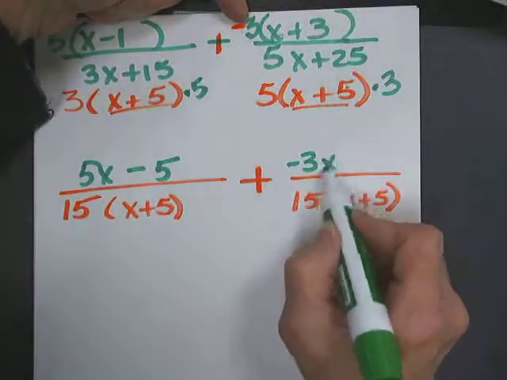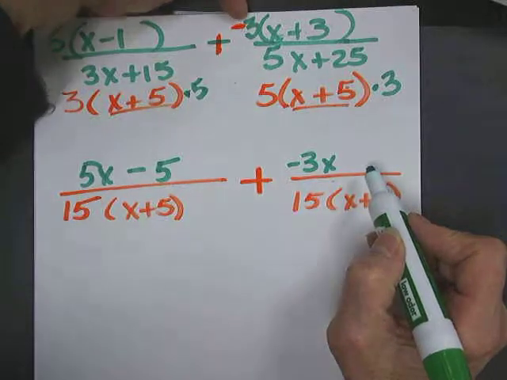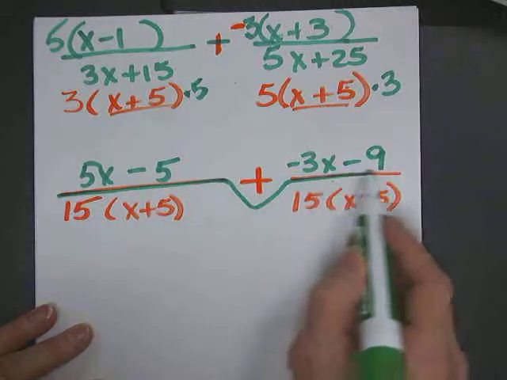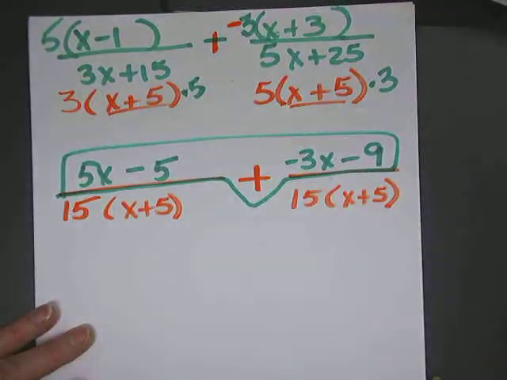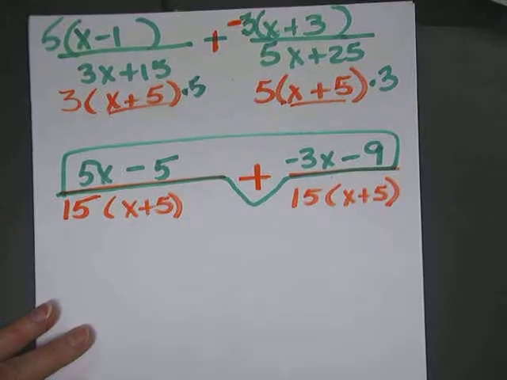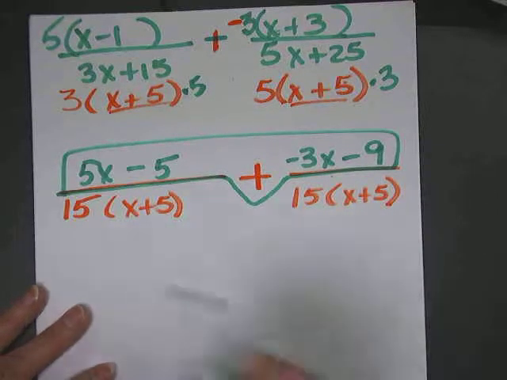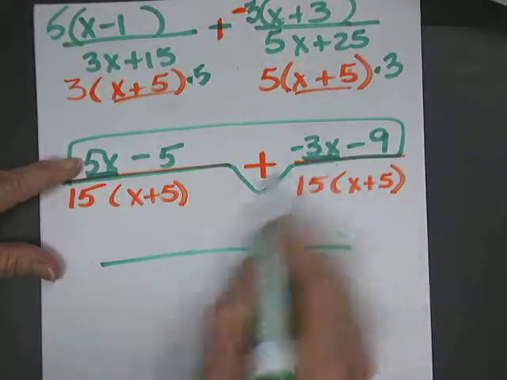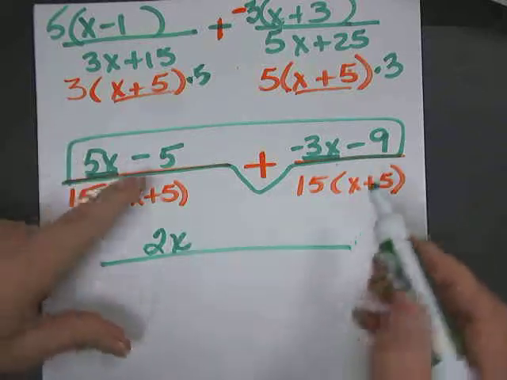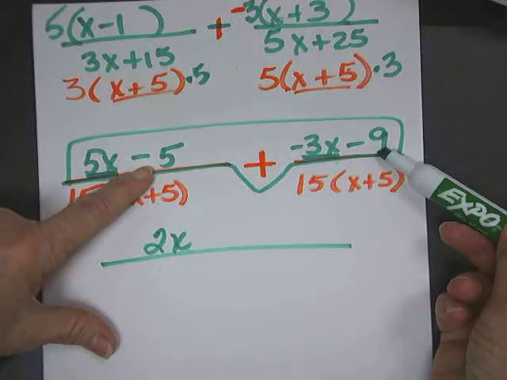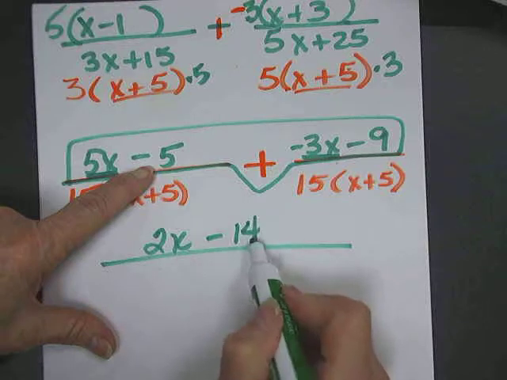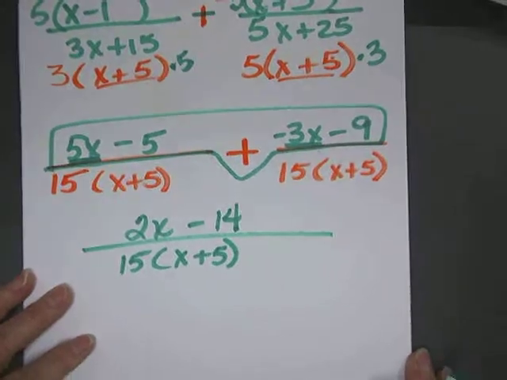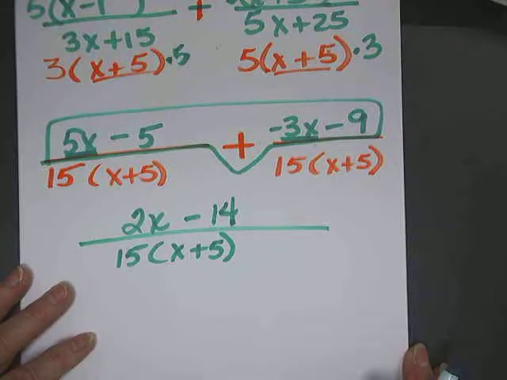Okay? Now when I bring it down here, oh, this is plus now. When I bring it down here, I'm going to have it distributed. Okay? You could do it in 2 steps if you want. You could write this and the next line down. You could distribute it if you like. Okay, 5x minus 5. Negative 3 times x, negative 3x, negative 3 times 3, negative 9. So all of this will be on top.